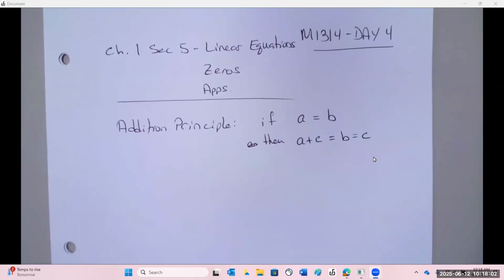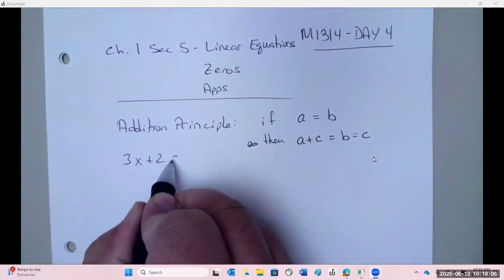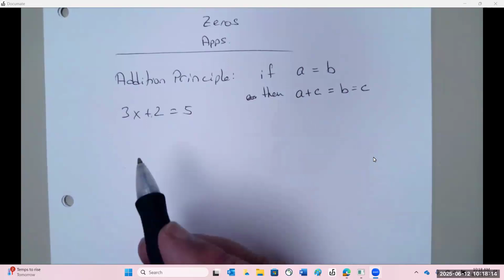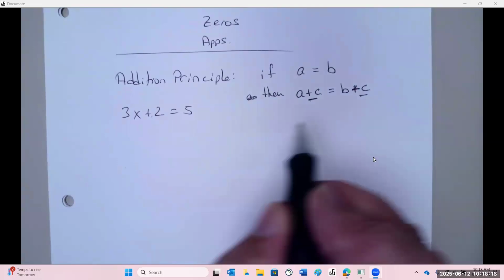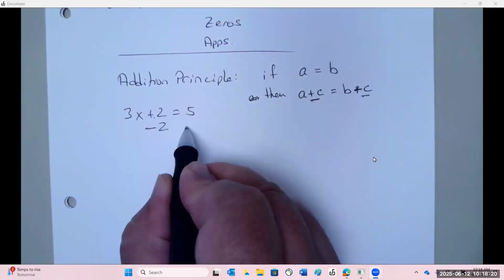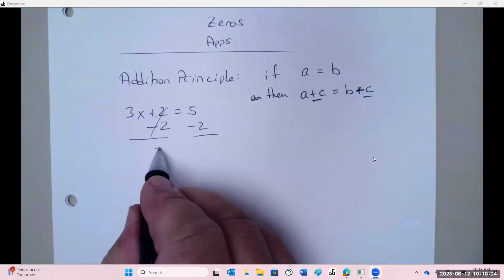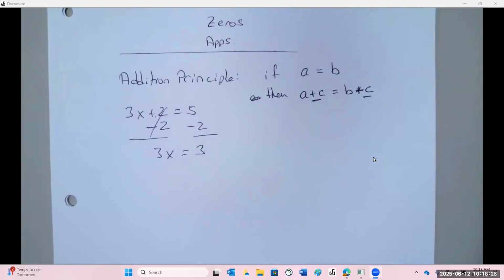Have we done it already? Yes. 3x plus 2 equals 5. How do we solve for x? First thing you have to do is get rid of the 2. How do you get rid of the 2? Whatever I do to this side, I do to that side. That's the addition principle. We've done it already.